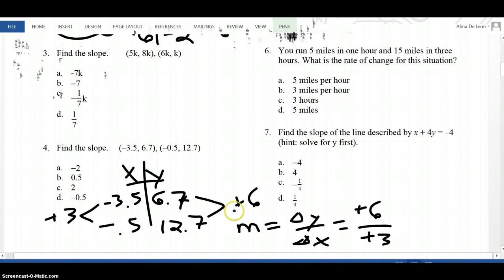Alright, the change in the y, you have to look at the y column. That change we found is +6. And the change in the x, I have to look at the x column. We found the change to be +3. And if you put this in your calculator, 6 divided by 3 is the same thing as 2. So our answer here is going to be C.